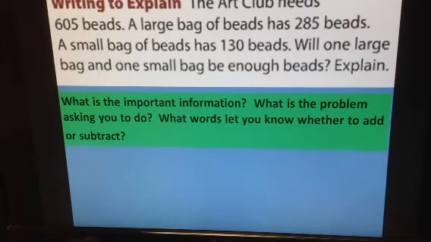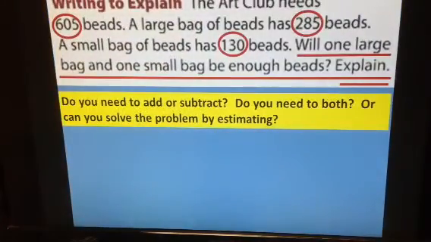Students were able to tell me that the important information are the numbers that we have in that problem: 605, 285, 130, and they were able to know whether or not we needed to add or subtract. Here on this one, I circled the important numbers and I underlined what the question was asking, and then we decided we need to add. But the other question I asked, can you solve the problem by estimating? Yes, we decided it would be easier to solve by estimating. I can round the numbers. We're trying to see if 285 plus 130 adds up to 605 or more.